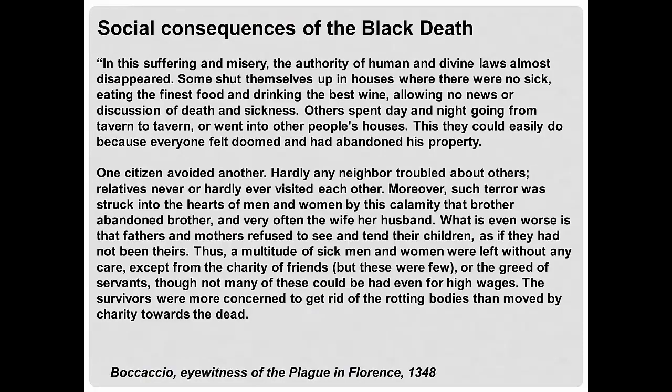As it happens, we have a fair number of eyewitness accounts of the plague. Here's one of the most famous from the Renaissance author of the Decameron, who was in fact an eyewitness in Florence, one of the cities hardest hit by the Black Plague. So think about what this quotation says about what happened to social and family ties and rules of behavior. I'm not going to read it out loud.